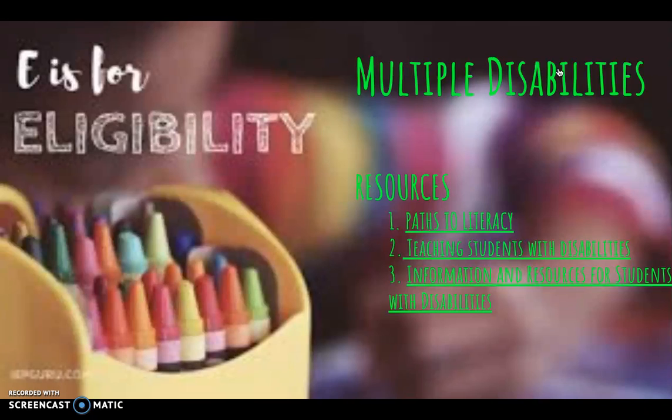The next category is multiple disabilities. And with multiple disabilities, we see it as a combination of disabilities, and they cause such severe educational needs that they can't be accommodated in the special education program by just listing one of the impairments. It is important to realize with multiple disabilities, it does not include deaf blindness.